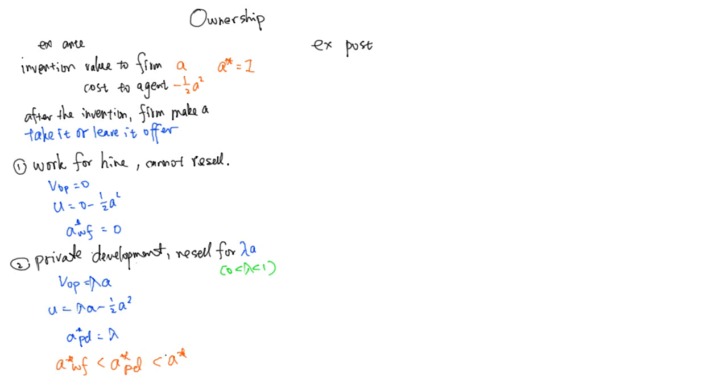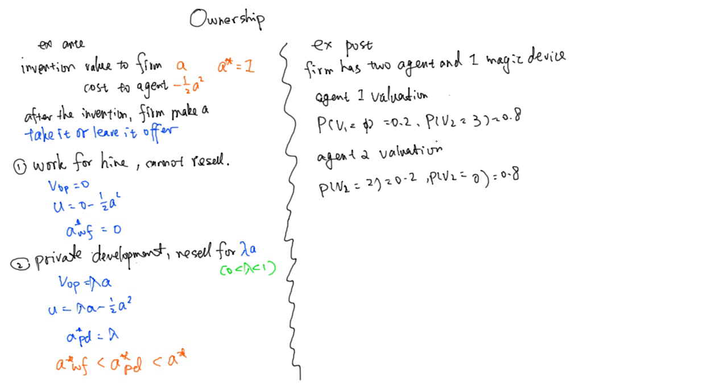So now let's set up an ex post problem. You can think of a world where the magic device has already been invented and the firm actually has two agents. Agent one values the device quite highly, with a 20% chance that he will value it at one, and an 80% chance that it will be valued at three. And agent two has a 20% chance of valuing it at two, and an 80% chance that agent two thinks the device is just a piece of junk. Unfortunately, right now, agent two has the device.